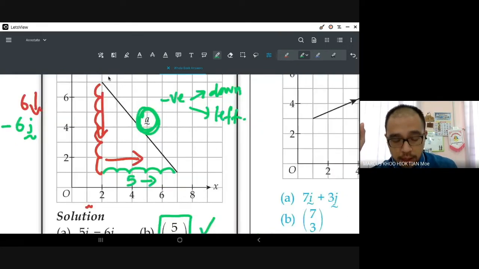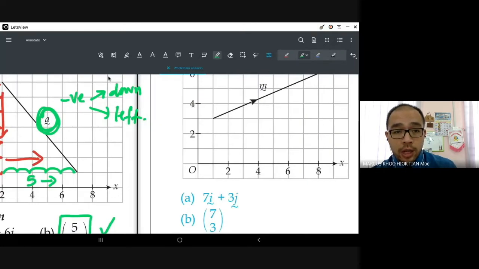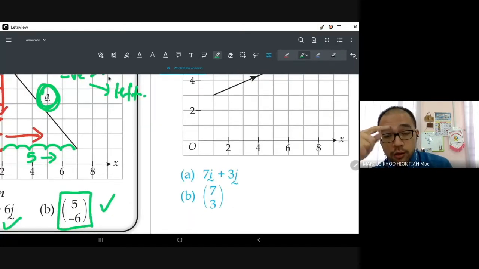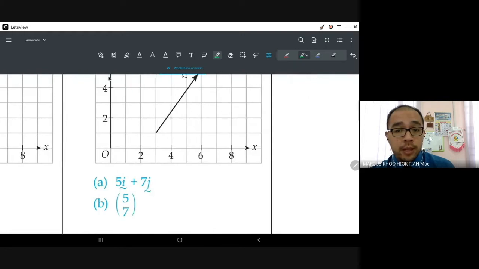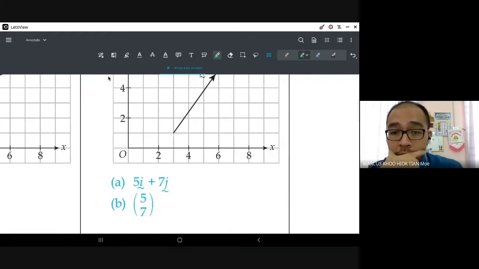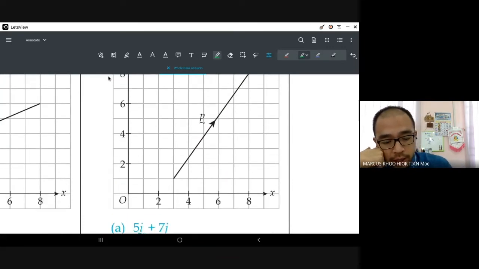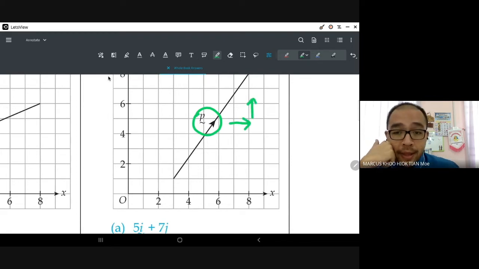So number 1, 7i plus 3j. Okay, good. Don't forget to write the wormy things. This one. Okay, the cha-ching. Number 2, 5i plus 7j. Okay, Michi, how do you get 7j minus 5i? Look at the direction of this vector. This is going to the right and going up. So it's definitely both positive.